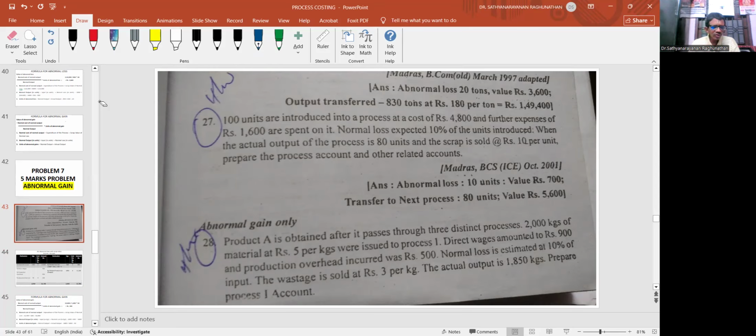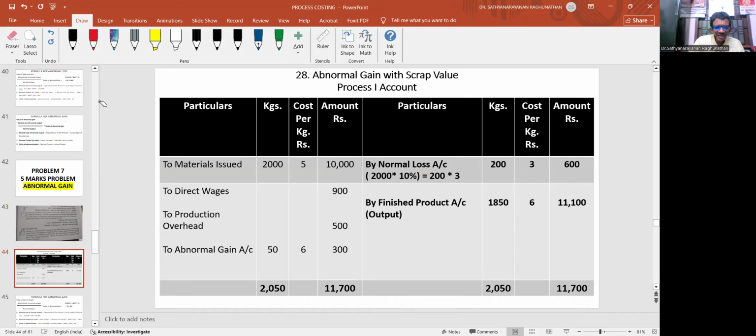Product A is obtained after it passes through three distinct processes. 2000 kgs of materials at rupees 5 per kg were issued to process 1. Direct wages amounted to rupees 900 and production overhead incurred was rupees 500. Normal loss is estimated at 10% of input. The wastage is sold at rupees 3 per kg. The actual output is 1850 kgs. Prepare process one account. Here you are going to prepare only one account, called process one account. Now, abnormal gain with scrap value.